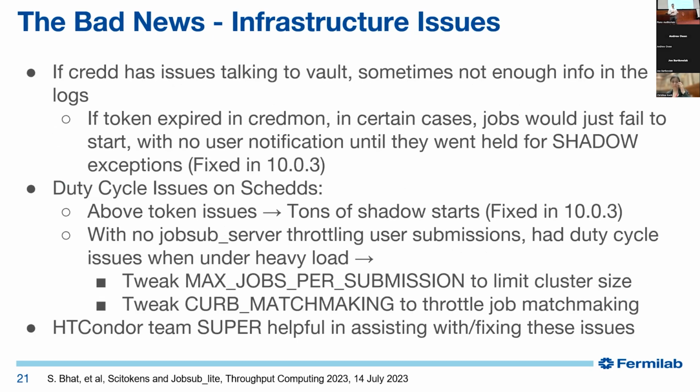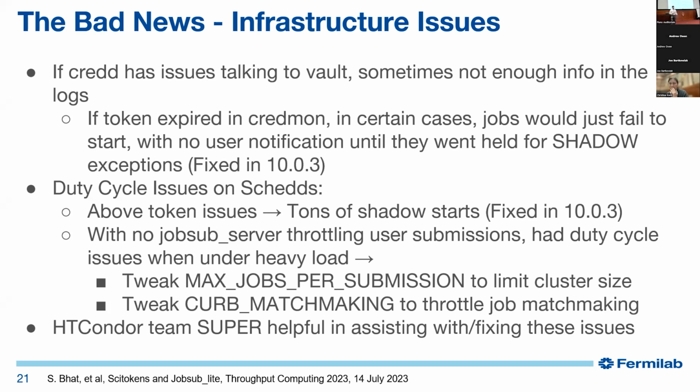So now let's talk about the bad news. We did run into a bunch of infrastructure issues in sort of that January to March timeframe of this year. And so here are a couple of examples of those. First of all, if the credmon had issues talking to the vault, there was oftentimes not enough info in the logs to actually take action. You would see something like token expired, but then nothing about why that actually happened. So this is the example that I've got here.